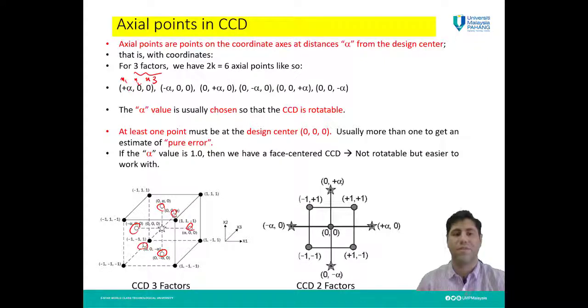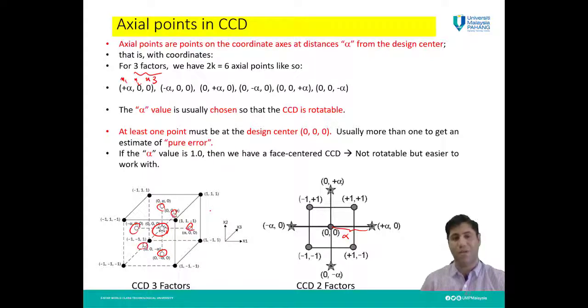The positive alpha, which we have, this alpha is the distance from this center point, as you can see here, so we call this alpha. You can see here in two factors it is more clear to understand. The value for this factor is located at this distance from the center point of the design space. And this alpha is usually chosen so that the CCD, or central composite design, can be rotatable.